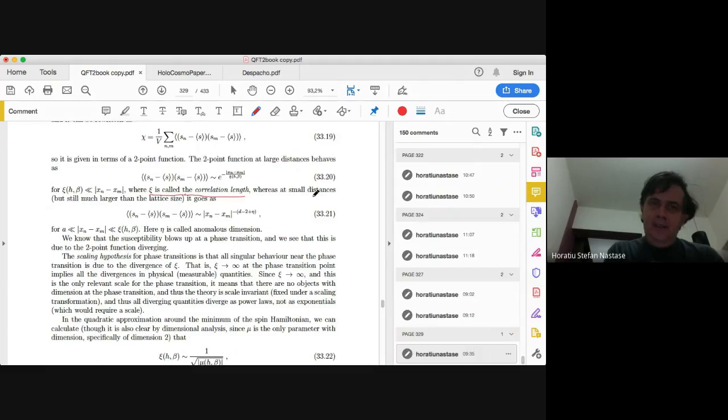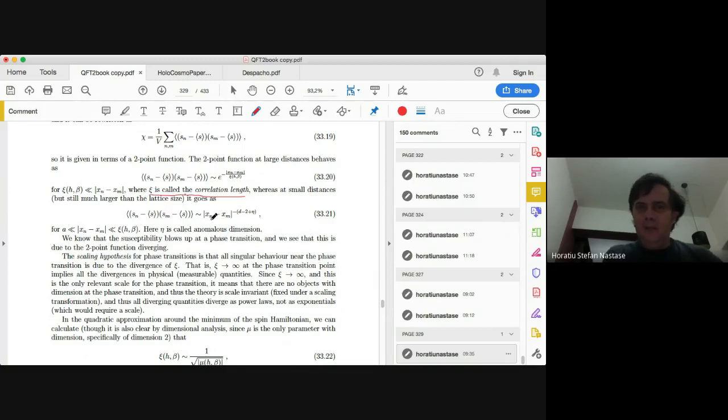Whereas at small distances, in the opposite limit, modulus xn minus xm much smaller than xi, but still much greater than a, the lattice size, then this two-point function would not see the existence of xi. So it will be like a scale invariant theory. If I revert this in terms of energy, I would say energy is much greater than the energy associated with xi, much greater than 1 over xi. So at high energies, you don't see the mass scale, the small mass scale.